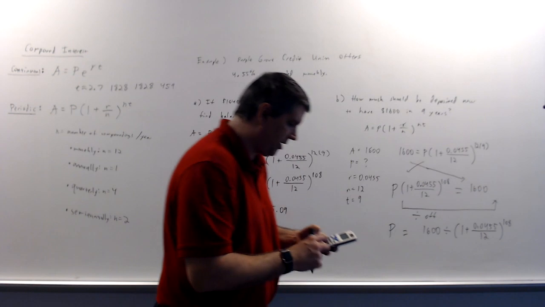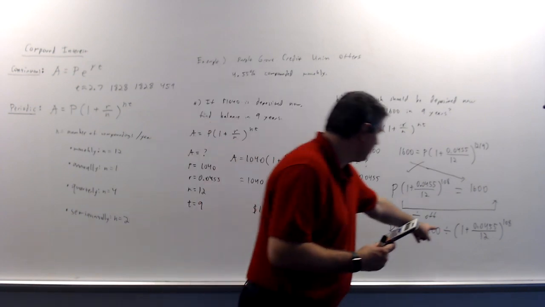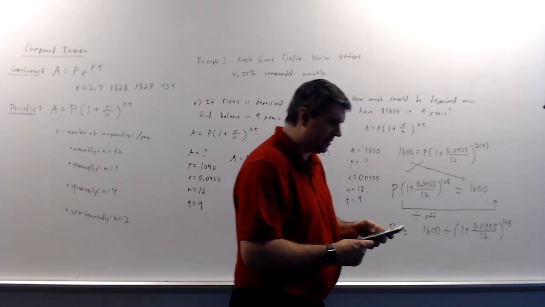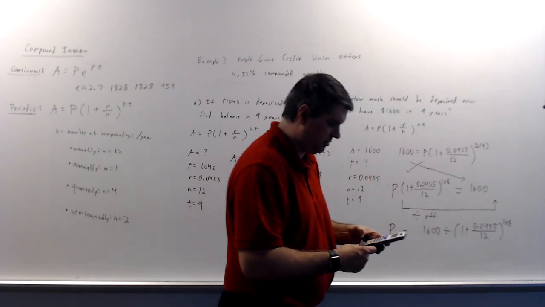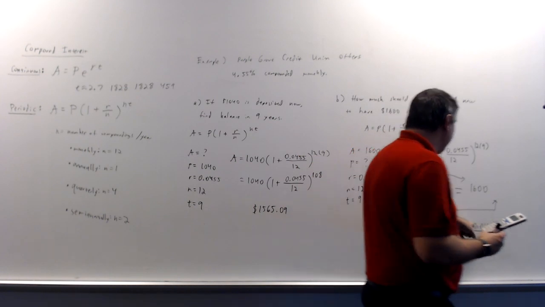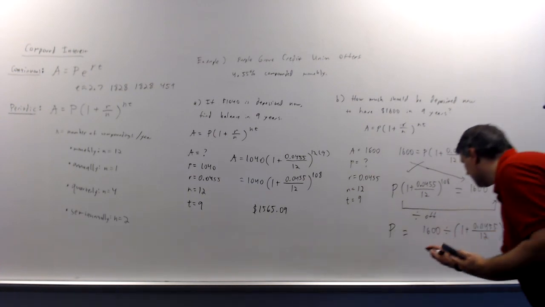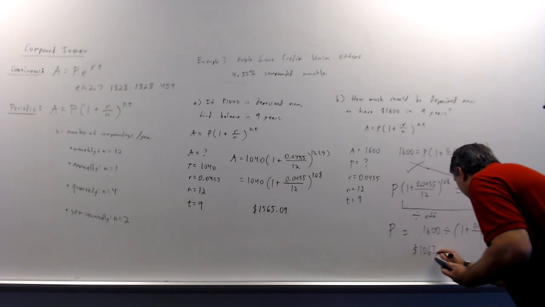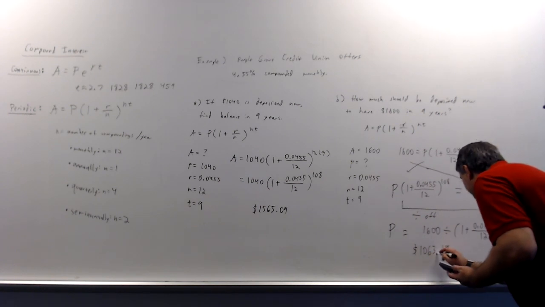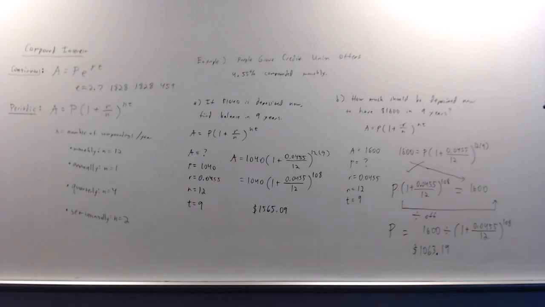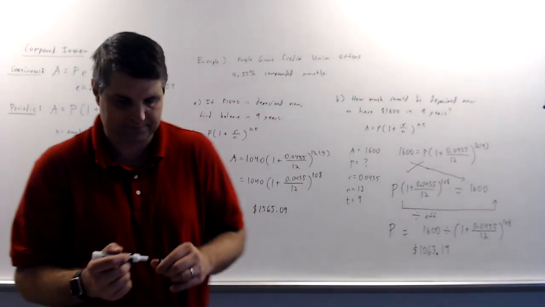Just type in the 1600 division, parenthesis. Very important that you include that parenthesis. 1 plus 0.0455 division 12. Balance the parenthesis, your generic exponent button 108. To the nearest cent, I got $1,063.19 rounded to 2 decimal places. Okay.